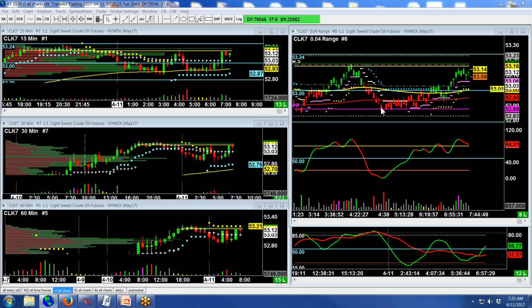So what you're looking at is crude this morning, and on the right I have a 4-range chart for my entries. That's what I like. And on the left I have a 15-minute chart, 30-minute chart, and a 60-minute chart. And I like to put the super trend stop on there on each of these larger charts.